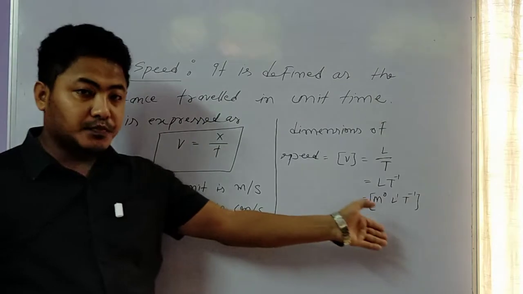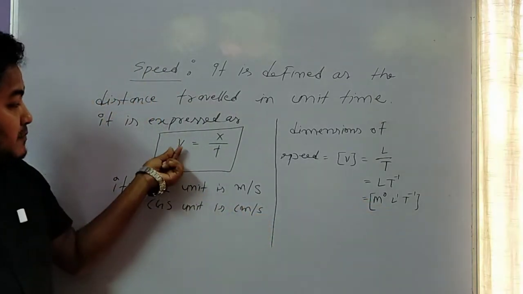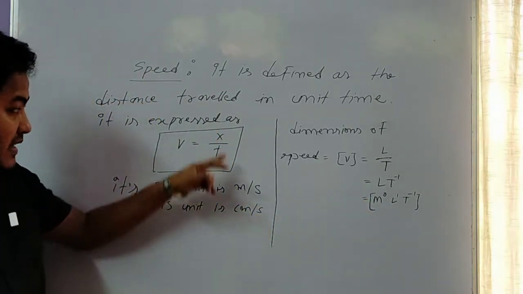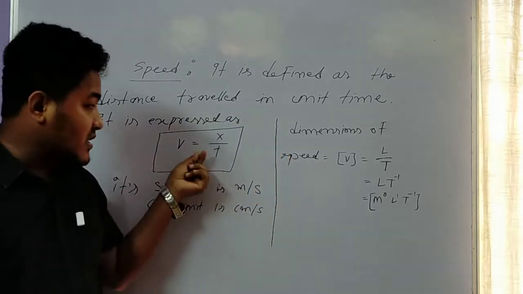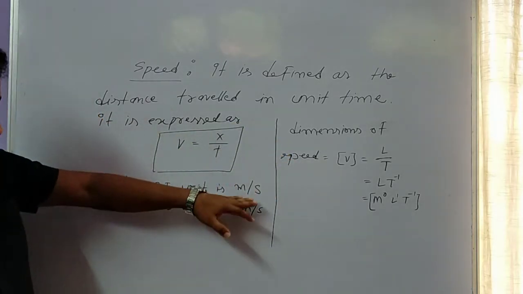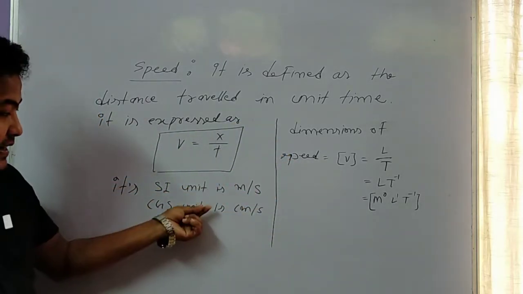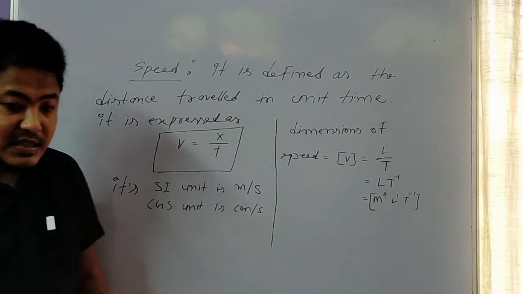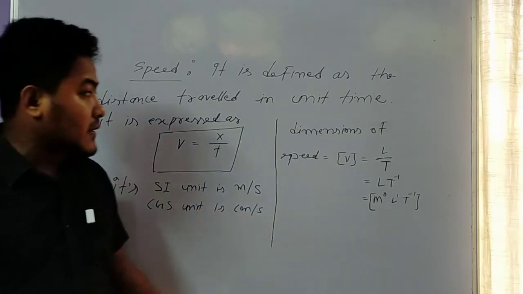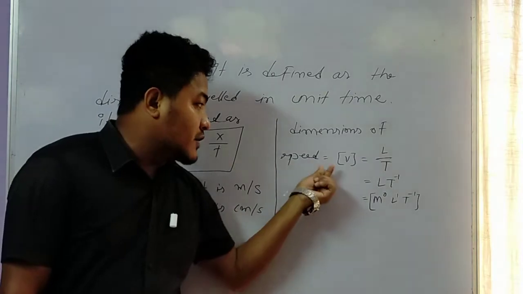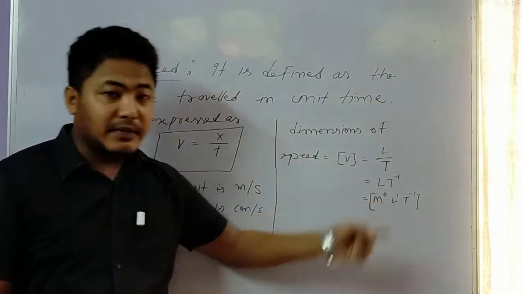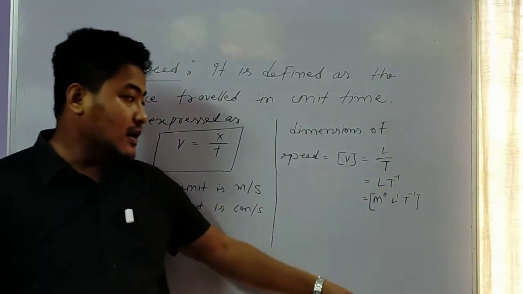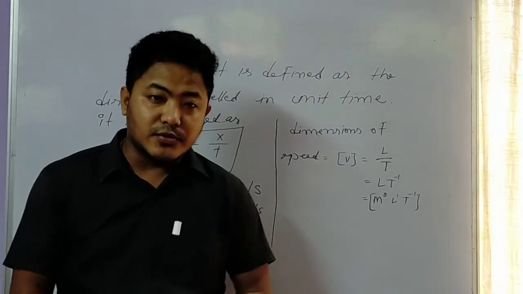You need to know that v is equal to x by t, where x is the distance and t is the time. These are their units: meter per second in SI and centimeter per second in CGS. For dimensions, v is equal to L by T, L for distance and T for time, hence you can write it like that. That was your speed.